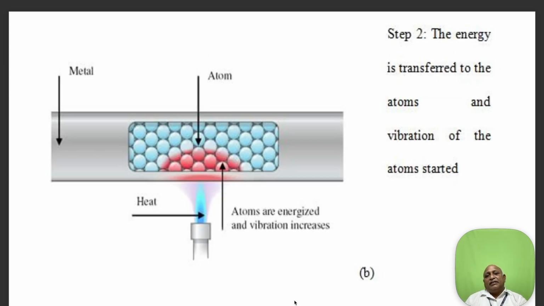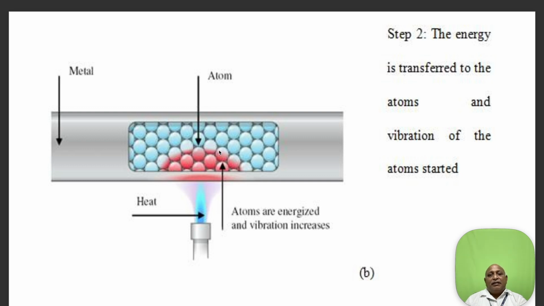If you see the second figure, the heat which is on the top layer of the metal moves towards the interior part of the metal, where the molecules or atoms present inside the metal get heated. You can see the color difference. The metal surface which is directly exposed to the heat is heated first. You can see that red color, and the other atoms are in blue color.